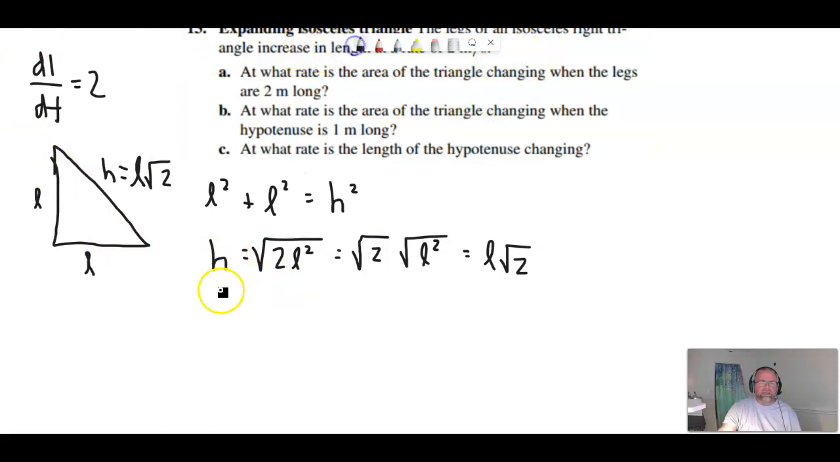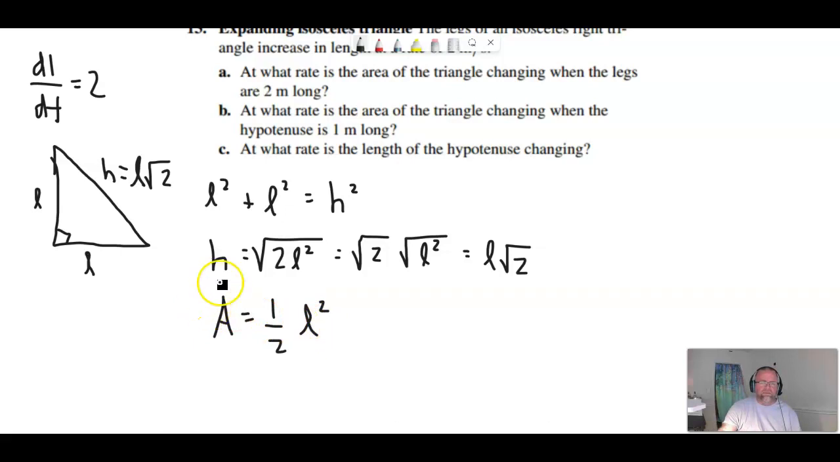We did this in class, but area is equal to 1/2 the length times the width. So that's going to be 1/2, and in this case, both the length and the width are L. Just remember that when we're determining the base and the height of a triangle, those two distances have to be perpendicular to each other. So this is going to be 1/2 L squared.